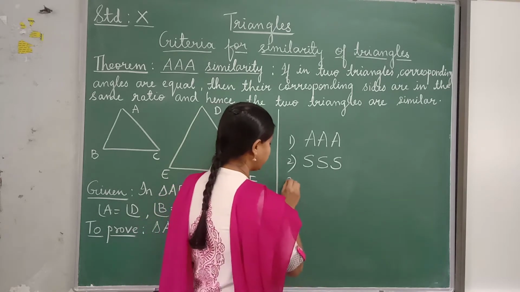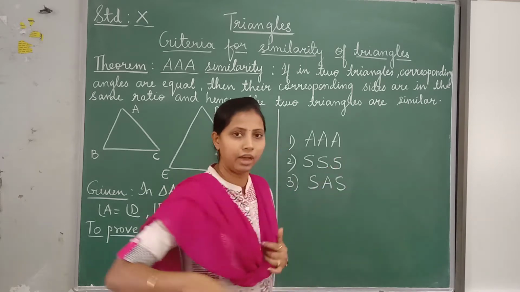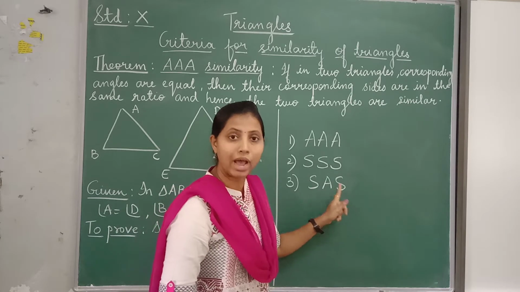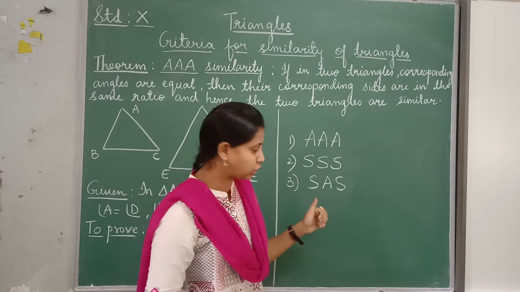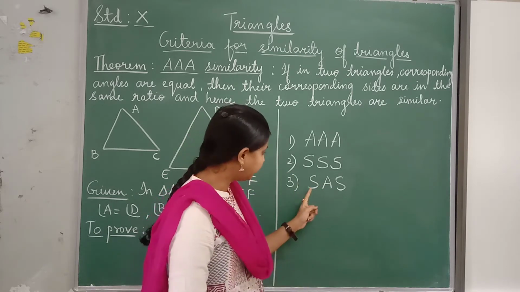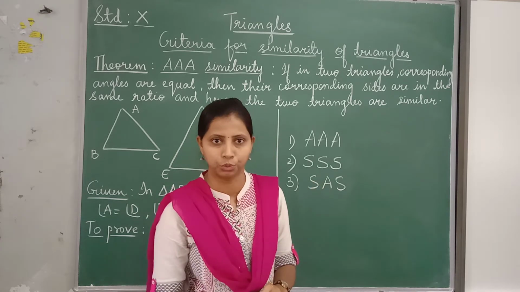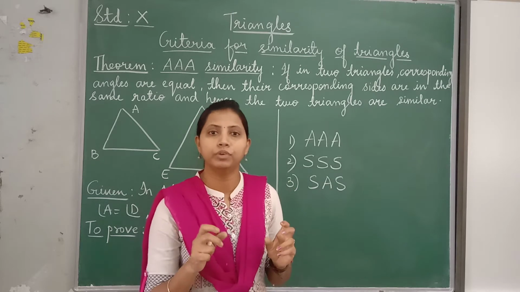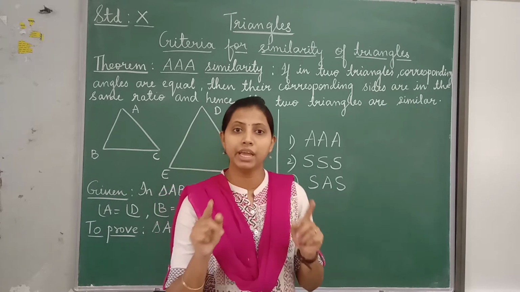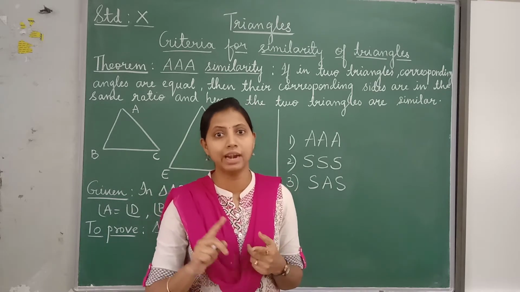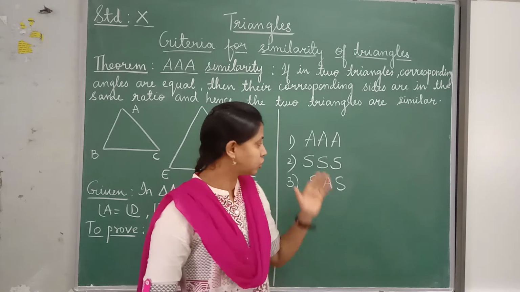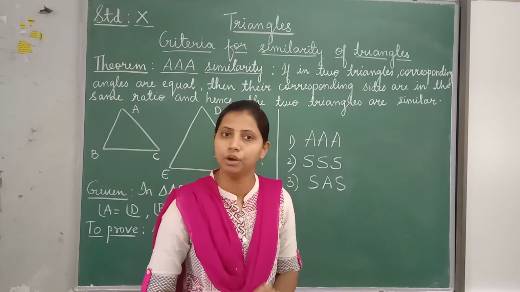Then the third we are going to learn is the SAS criteria. SAS means side, angle, side. As we learned for congruency of triangles, here also the angle should be the included angle, and these two sides must be in equal ratio. When two sides of two triangles are in equal ratio and their included angle is equal, then the remaining sides and angle will also be equal and in the same ratio, and hence the two triangles will be similar to each other. So these are the 3 criteria for similarity of triangles.